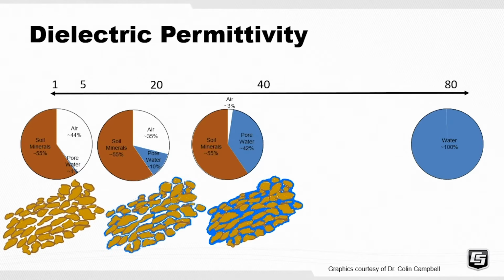To further illustrate that concept, we have a graphic here. On the left, we have a soil with very little water content, so you can see there's very little water in the interpore space of the soil. As that then increases, it progresses along this spectrum of both water content and the measured permittivity.